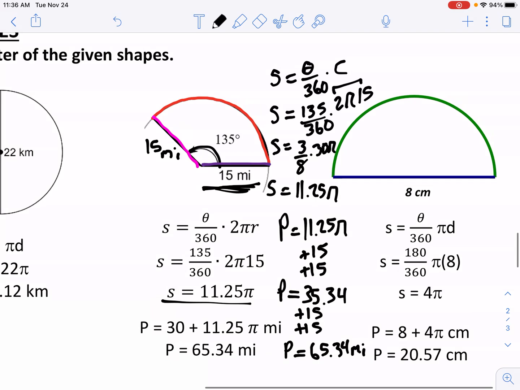Okay, so remember, when we're wanting to find the perimeter, not just the arc length, but the perimeter, we have to add back in these two pieces here.